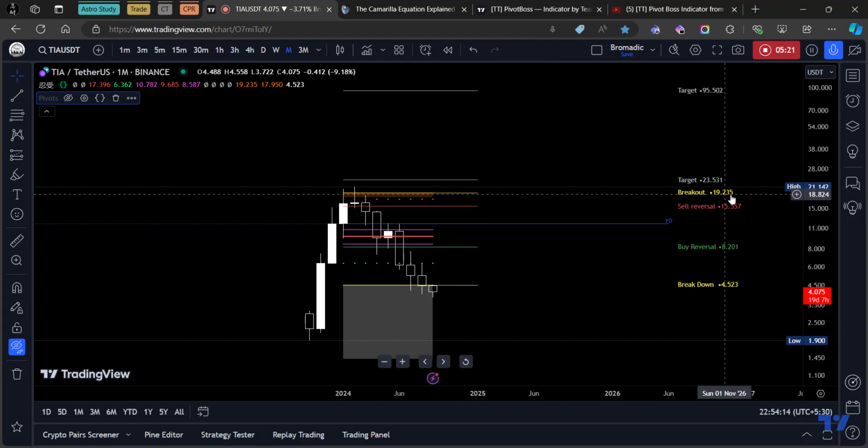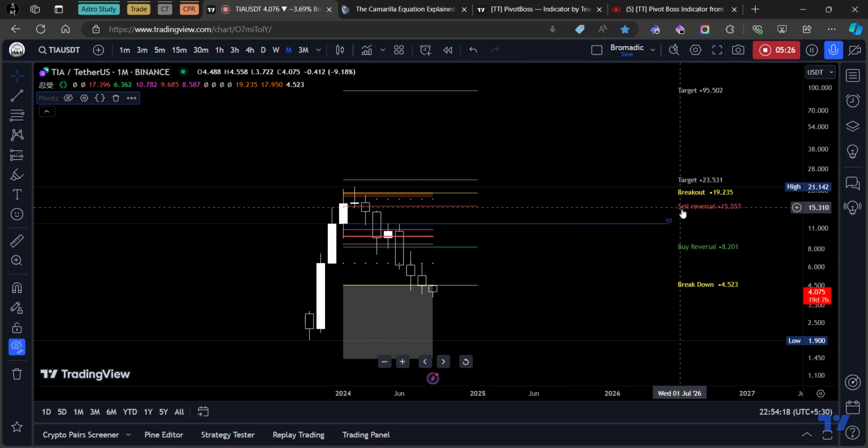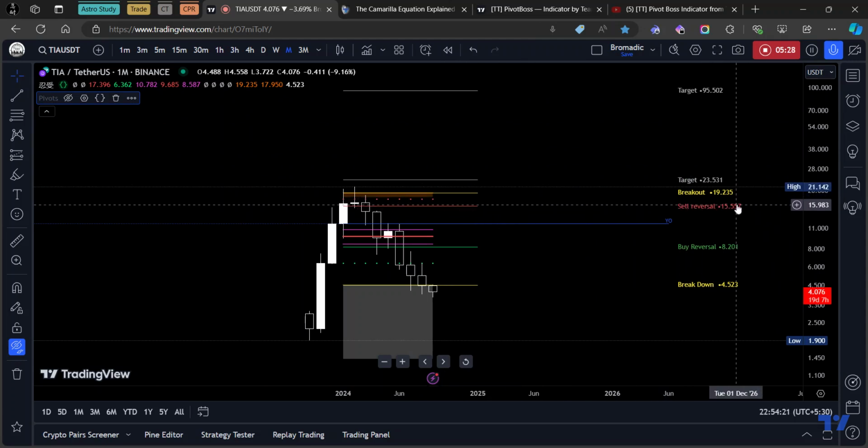If XYZ level has broken out, these are your targets. And this is the level that you see on the chart where you should be looking for reversals.